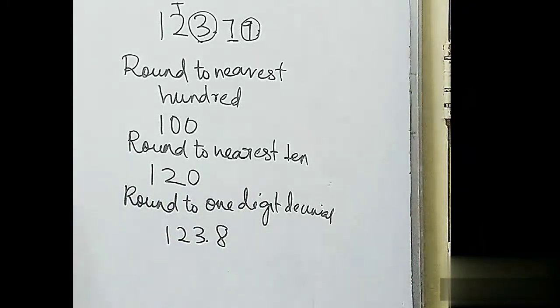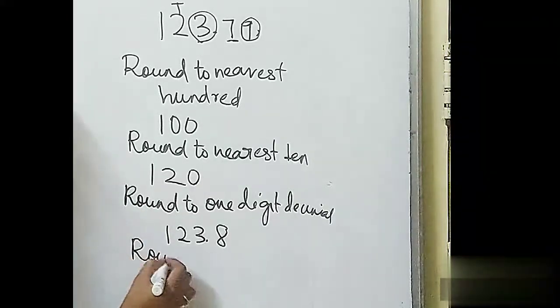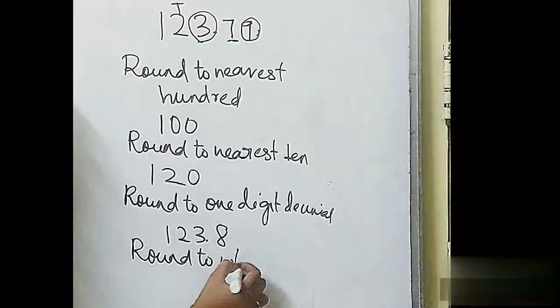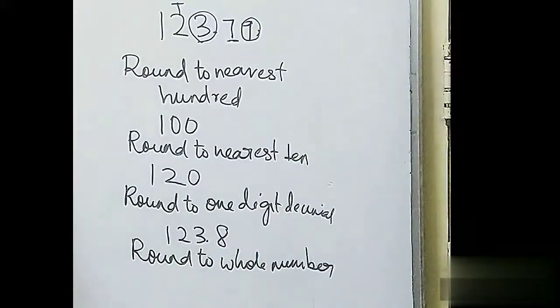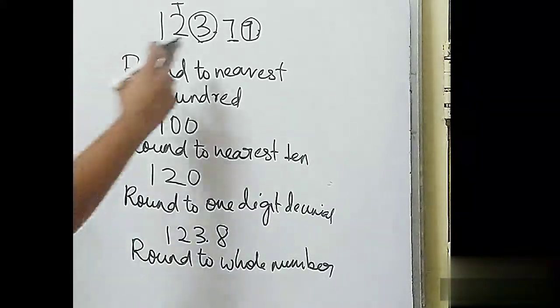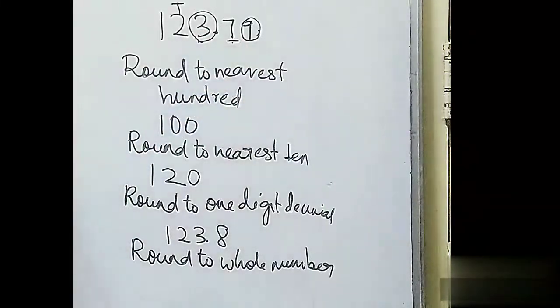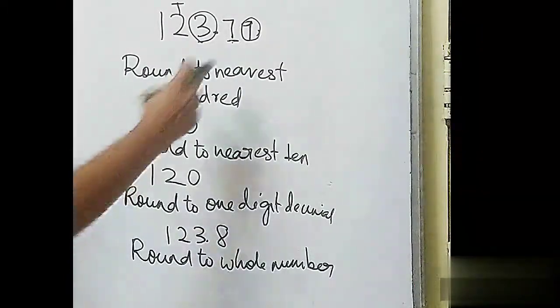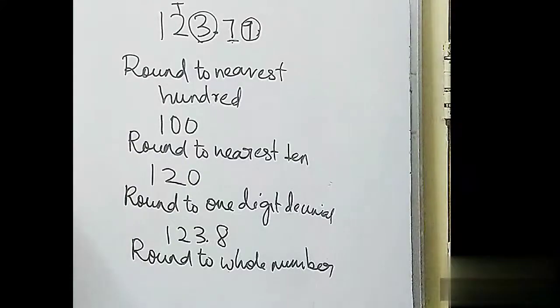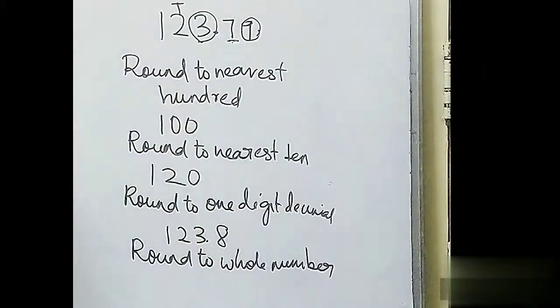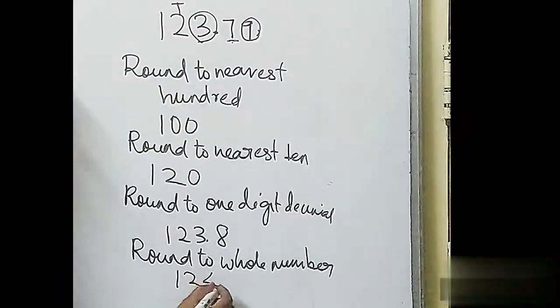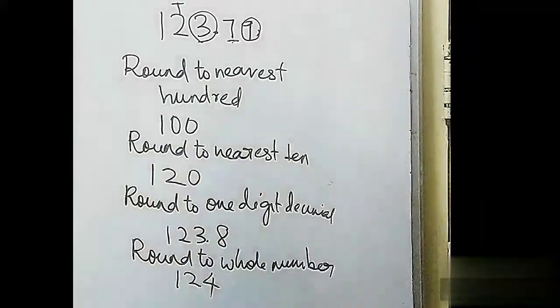Okay. Now I am telling about round to whole number. What is it? Round to whole number. When it is rounding to whole number, what we do is that you are going to see after the decimal point what is the number. What is the number? 7. Is 7 greater than 5? Yes, students. It is greater than 5. So you will simply increase this number by 1. So it will be 124. This is all about rounding of numbers, students.